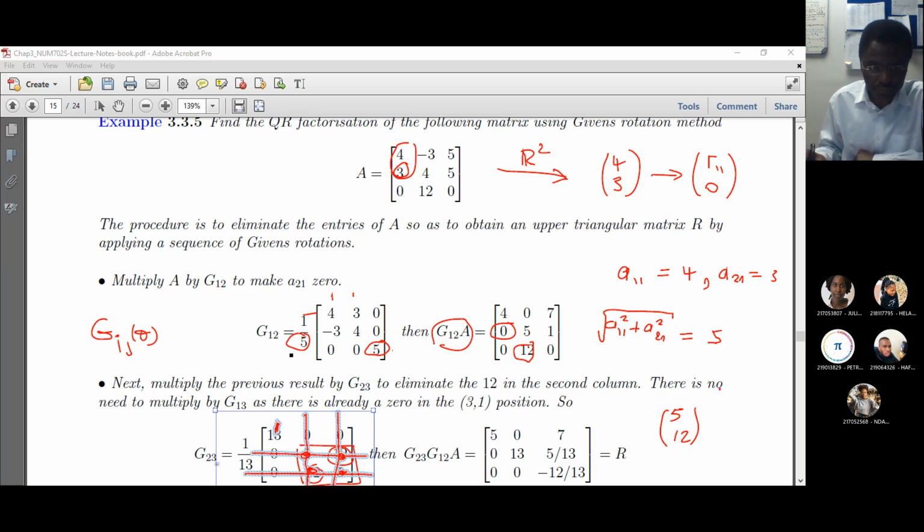Now, if you look at our matrix A, to obtain this, we need to zero this entry, right? Yes?